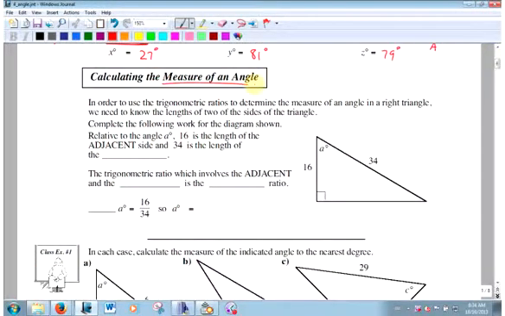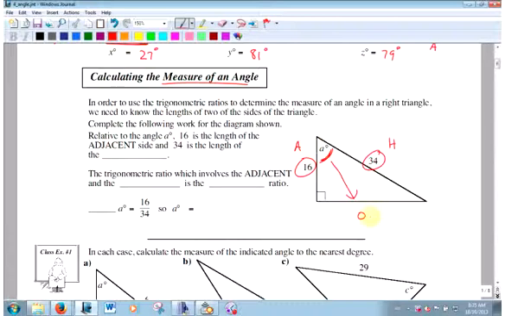Now, calculate the measure of the angle. Yesterday we were finding one of the side lengths. Okay, this is the same stuff. You only have 3 ratios to use. Either it's sine, cosine, or tangent. How do you know which one to use? Look at the angle. Label your triangle. That's the hypotenuse. This is opposite the angle I'm talking about, so that must be the adjacent.